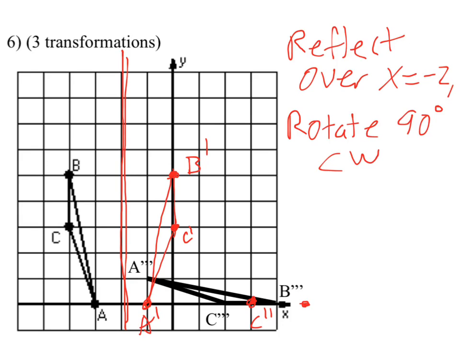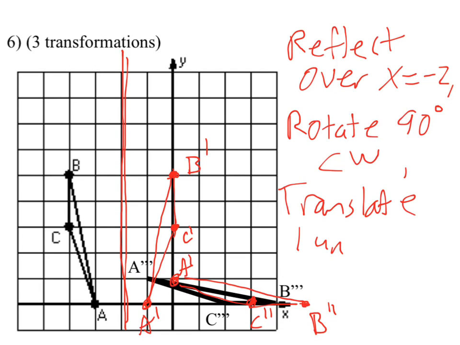That's going to put these points down here. So that would be C double prime, B double prime. A would end up right here, A prime. So if I connect that up, it's the same triangle as the ending one, but one to the right. So we have to finish with translate 1 unit left. And that would give me the end result. Ta-da! There's all the guessing game, trying to figure out what series of transformations are going to get you there. And that's it.